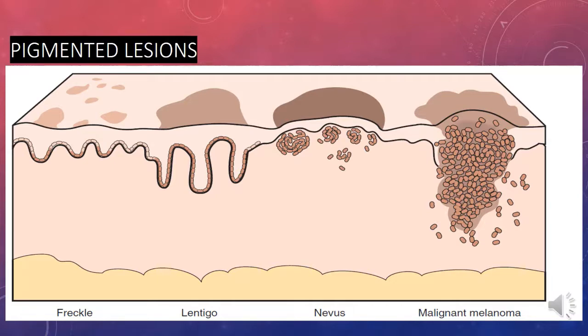Okay, one should remember that Peutz-Jeghers syndrome shows mucosal pigmentation in the oral cavity and in the skin as well. Neurofibromatosis cases also present with pigmented lesions, like, if I recall, cafe au lait spots, found in neurofibromatosis cases. So there are many causes of it, but for you guys the important ones according to skin are the freckle, the lentigo, nevus, and the malignant melanoma.